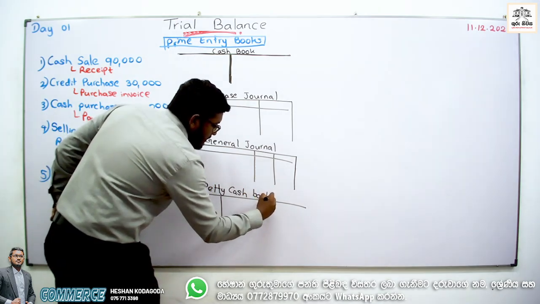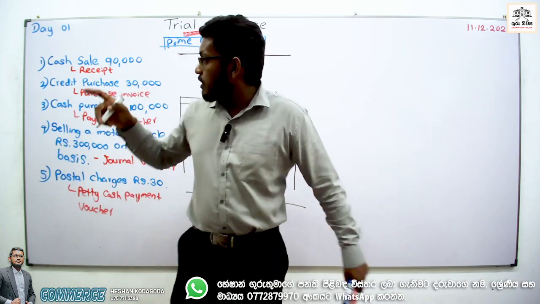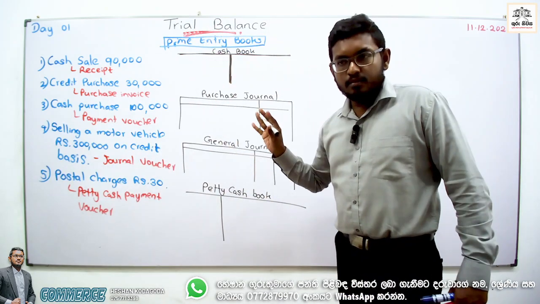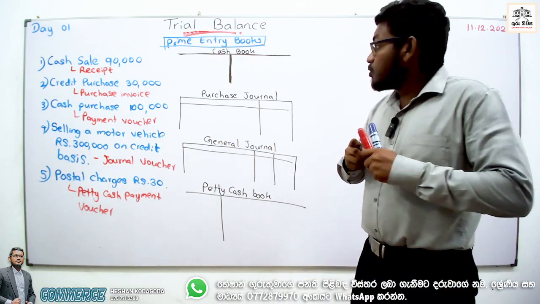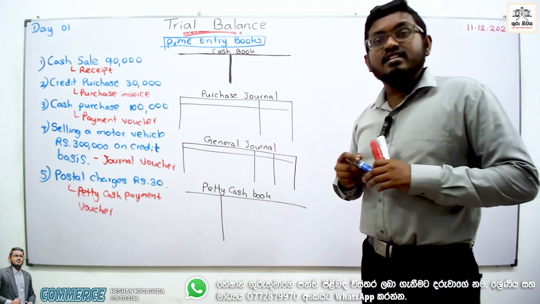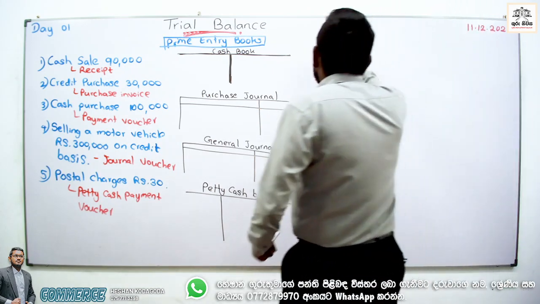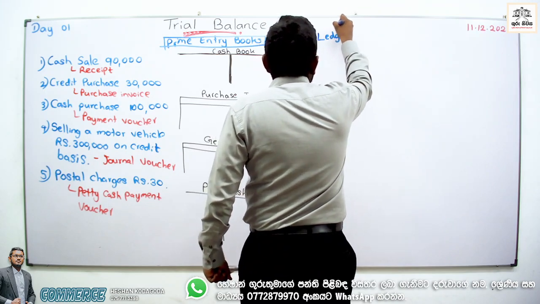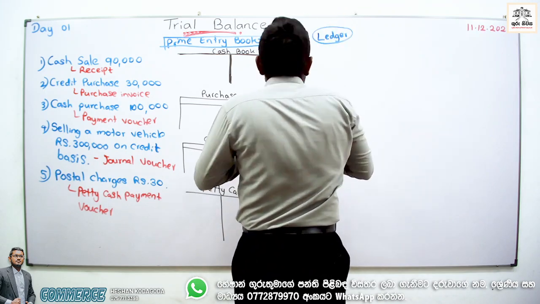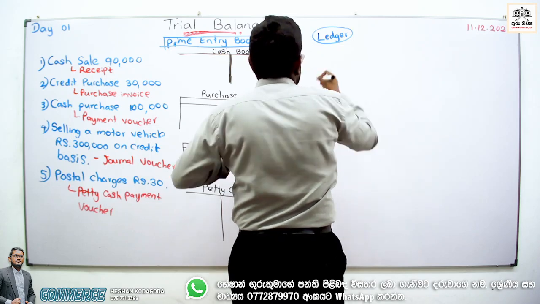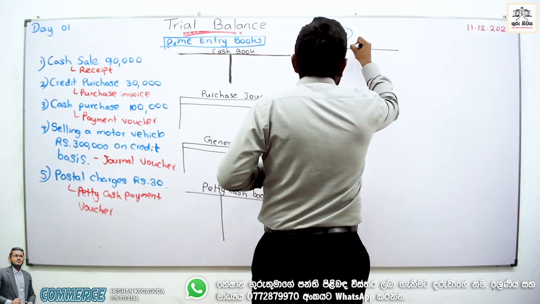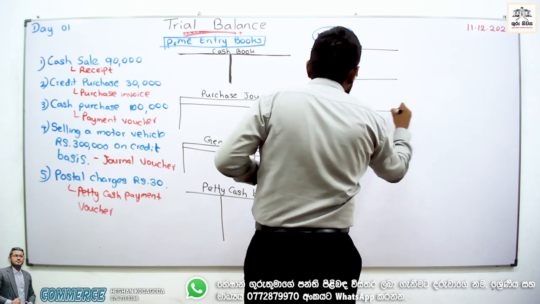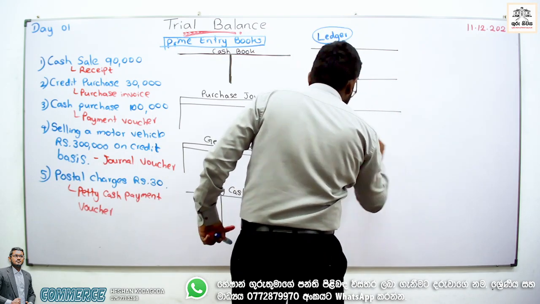So after preparing the prime entry books, first we record here, so identify the source document. Then we prepare the prime entry book. Then what we need to do is record the transactions in ledger accounts. Okay. So this is the ledger. So I'm preparing a few ledger accounts: 1, 3, 4.